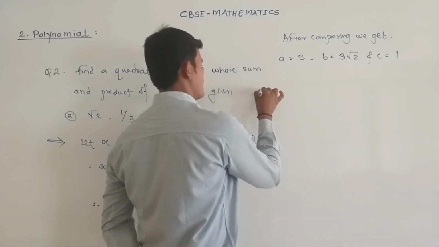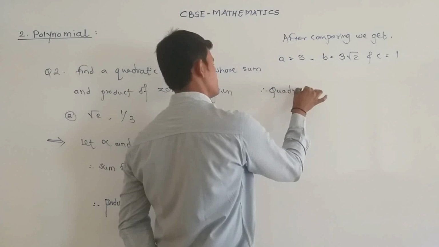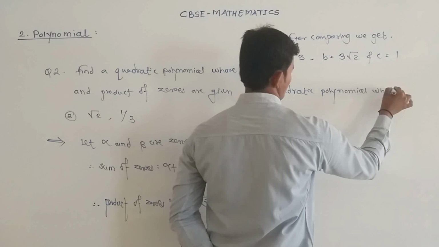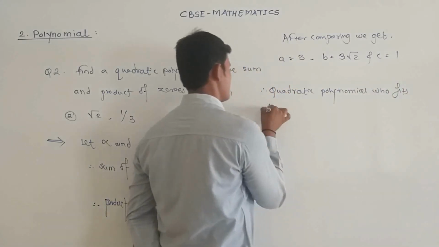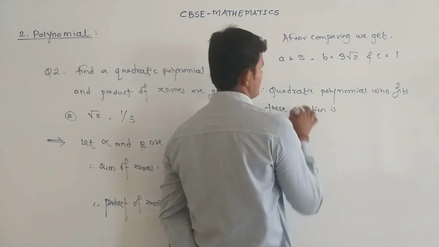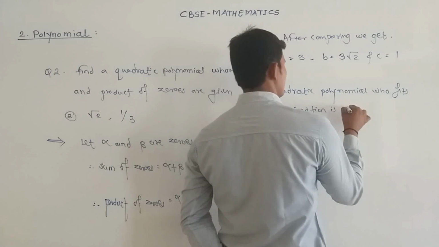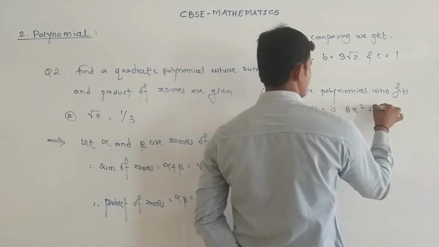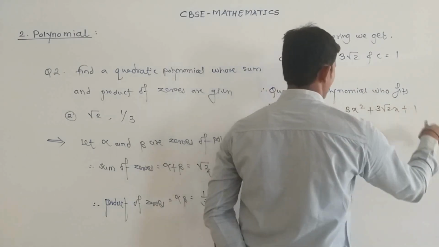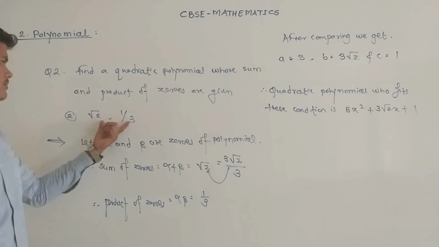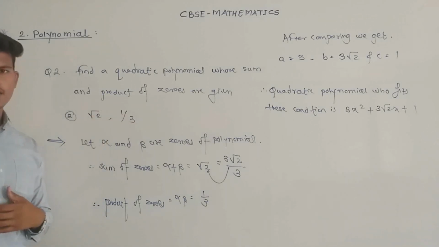So the quadratic polynomial that fits these conditions is: the value of a is 3, so we get 3x square plus value of b, 3 under root 2, so 3 under root 2 x plus 1. So the quadratic polynomial that fits the condition is 3x square plus 3 under root 2 x plus 1, whose sum and product of zeros are under root 2 and 1 by 3.